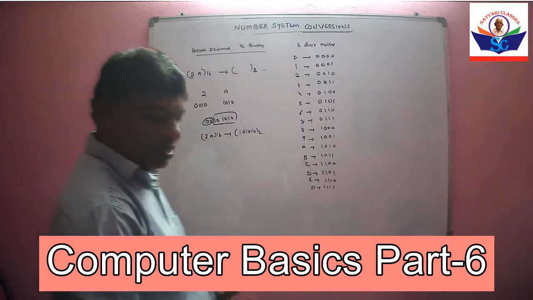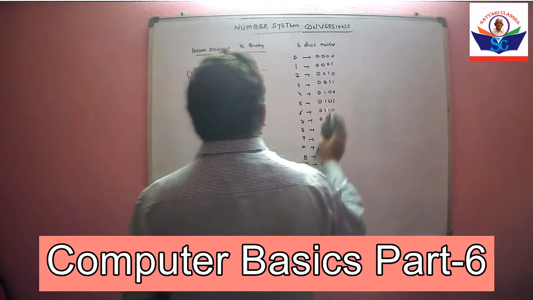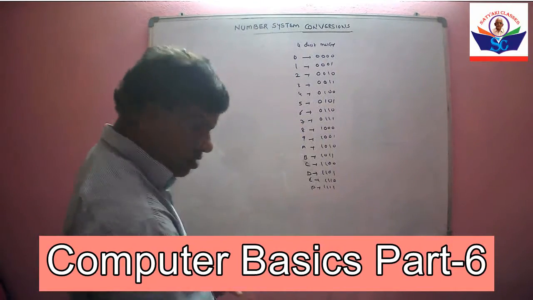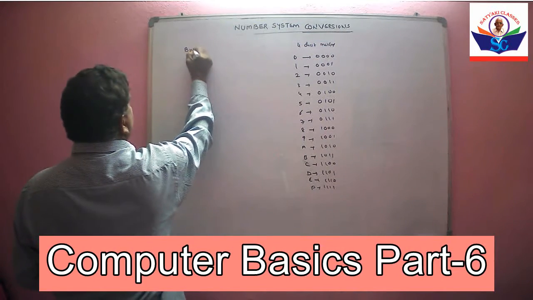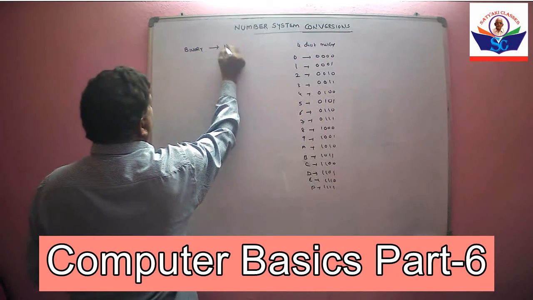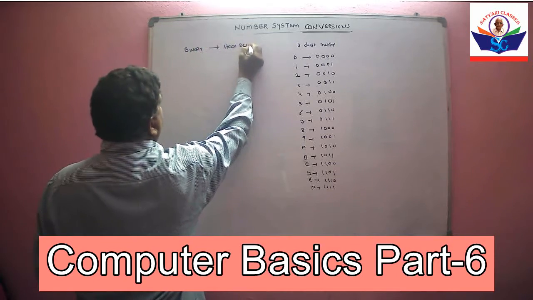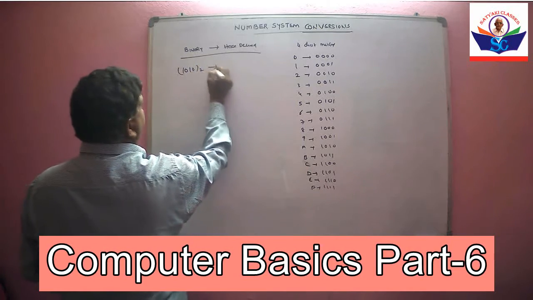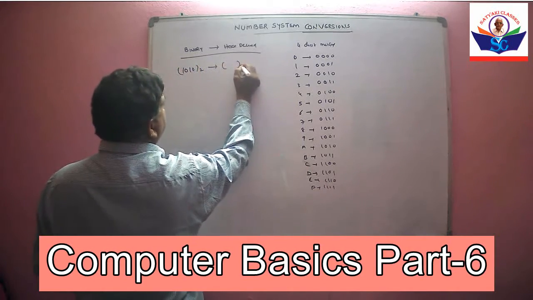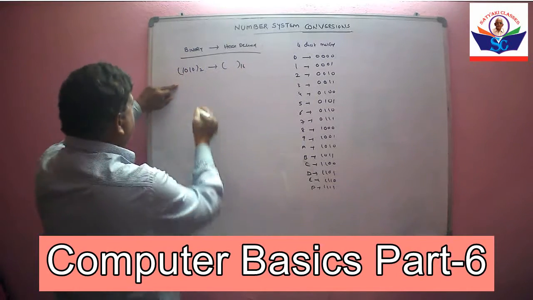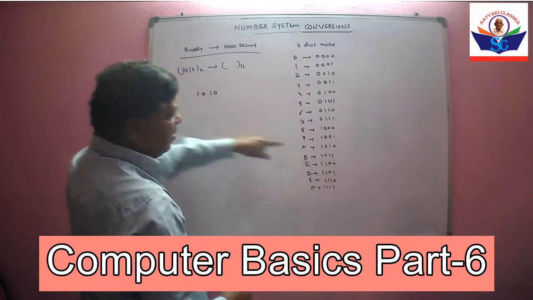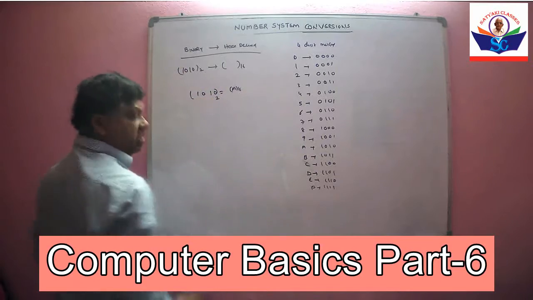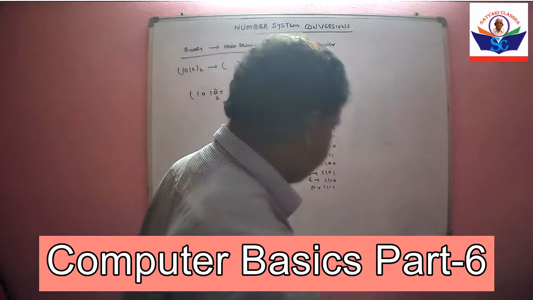Now we will see binary to hexadecimal. 1 0 1 0 in binary is equal to which number in hexadecimal? Write 1 0 1 0. 1 0 1 0 is equal to A. So 1 0 1 0 in the binary number system is equal to A in the hexadecimal number system.